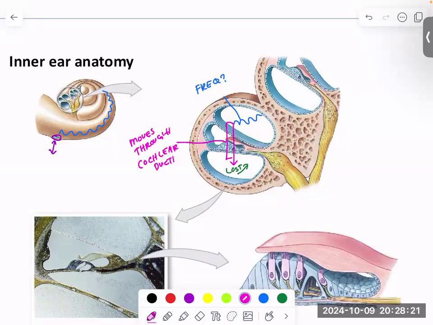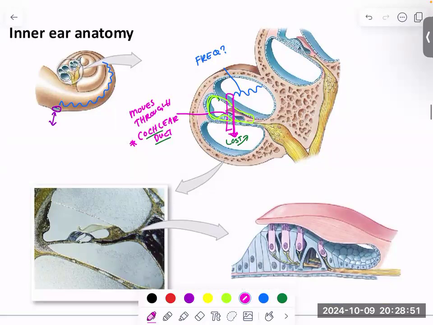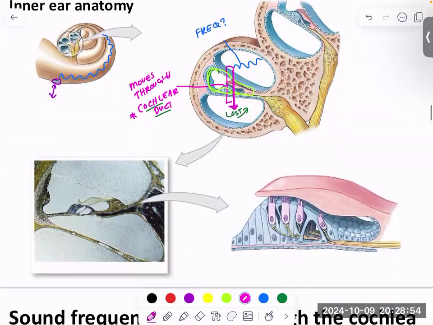Oh, and the cochlear duct is this one that I'm going to outline in bright green. So you can see that it'll move through the cochlear duct. That's what the fluid waves will do in the cochlea based on the frequency of the sound. They will cut through the cochlear duct. And when it cuts through the cochlear duct, it'll move from here through this structure.